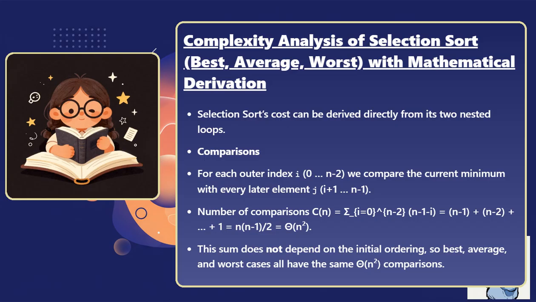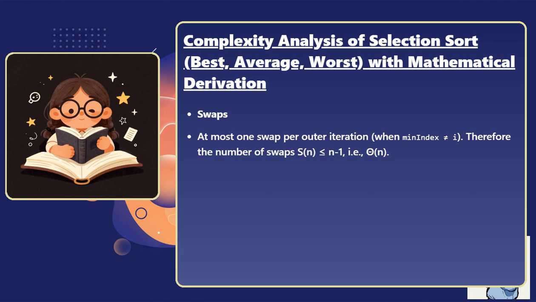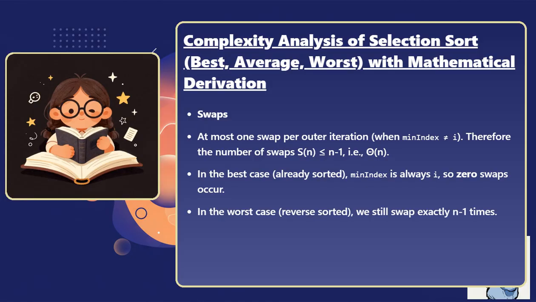The swaps: at most one swap per outer iteration when min index is not equal to i, therefore the number of swaps S(n) is less than or equal to n-1. That is Theta of n. In the best case, already sorted, min index is always i, so 0 swaps occur. In the worst case, reverse sorted, we still swap exactly n-1 times.